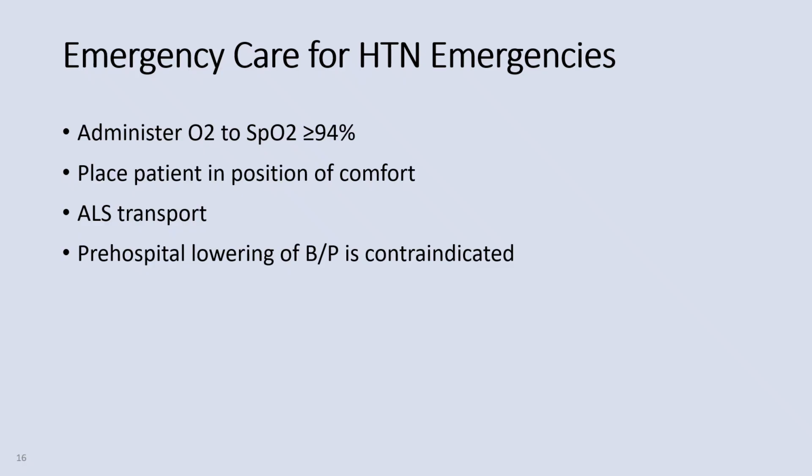Treatment for a patient with hypertensive crisis includes administration of supplemental oxygen, placing them in a position of comfort, and ALS transport to the hospital. At no time should we attempt to administer any medication that will lower the patient's blood pressure. If this is required, it will be done by the paramedic team or once the patient is transferred to the care of the hospital staff.